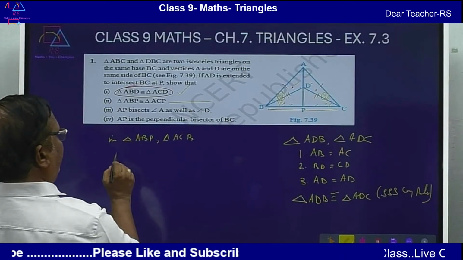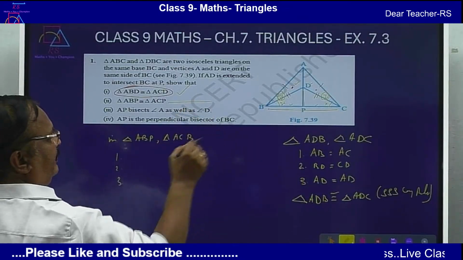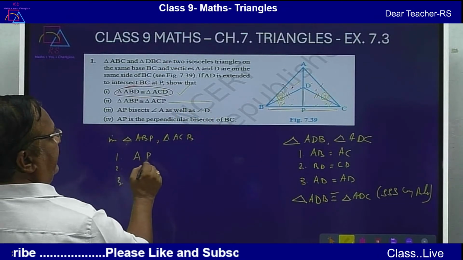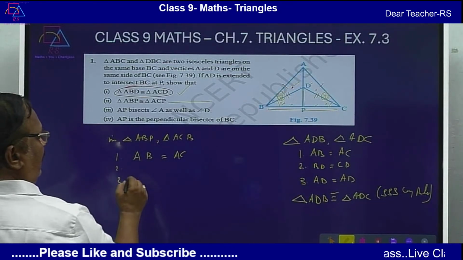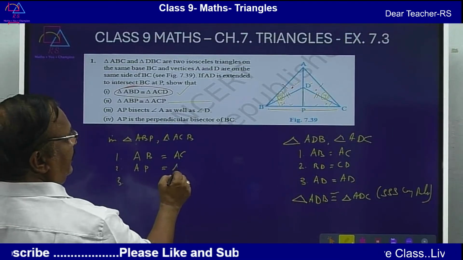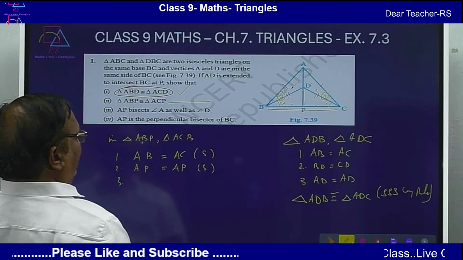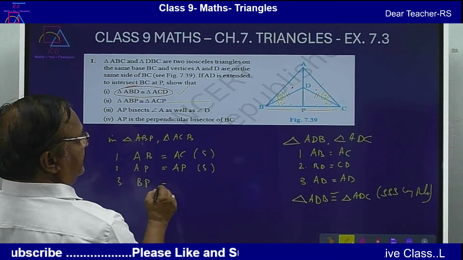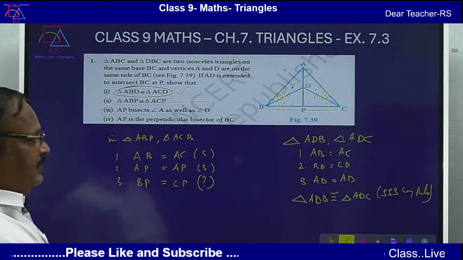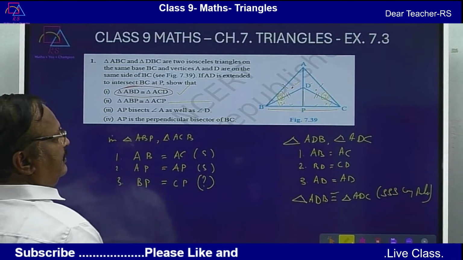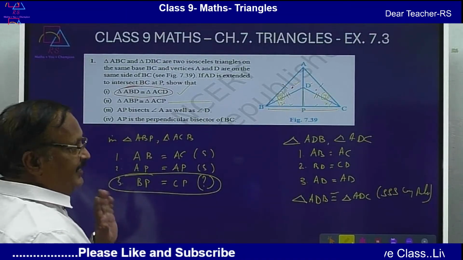Let us write out in triangle ABP and triangle ACP. List out equal parts. What is the first equal part? ABP. AB is equal to AC. And AP is equal to AP. This is also given. Side and this is side. And how BP is equal to CP? This is how. Okay. This we will keep it pending. We don't know whether this is equal or not. We will keep it pending.